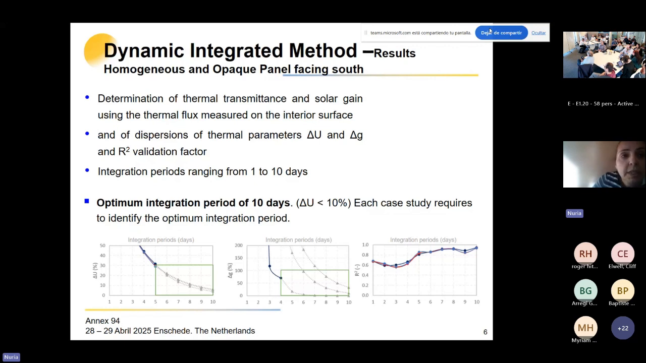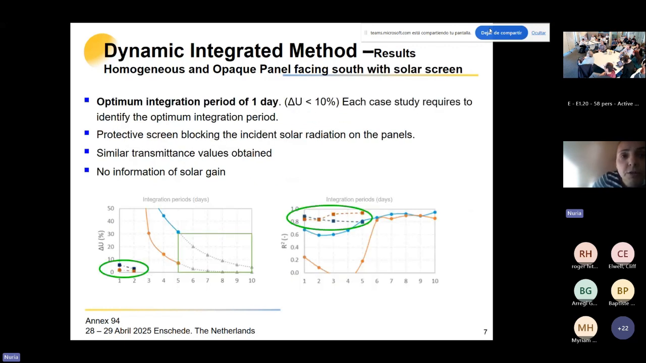In addition to this analysis, we also determined the optimal integration period in another configuration, in which we put a panel facing south in order to block the solar radiation on the panels. What you can see in the image is that the optimal integration period goes down, and we obtained 1 day as the optimal period to obtain these characteristic values.